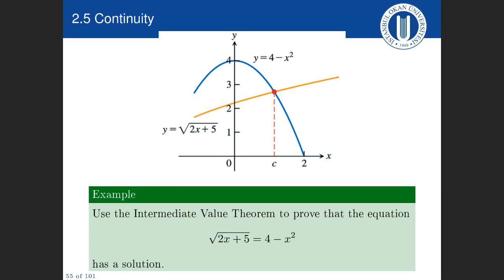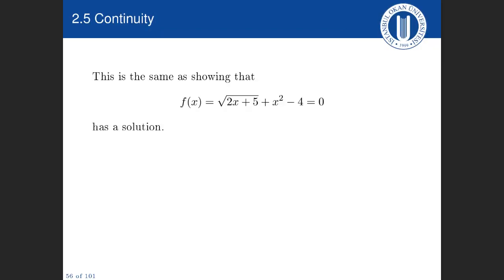Another example. Use the intermediate value theorem to prove that the equation square root of 2x plus 5 is equal to 4 minus x squared has a solution. Well, we can see from the picture, it looks like it has a solution. It looks like there's a point where the orange graph intersects the blue graph, but I want to use the intermediate value theorem to prove this. Now, this is going to be the same as showing that this function f of x has a root. There's a solution of f of x equal to 0.